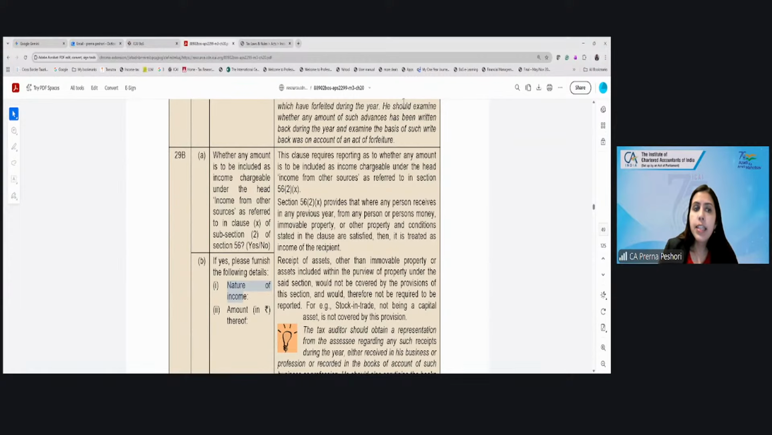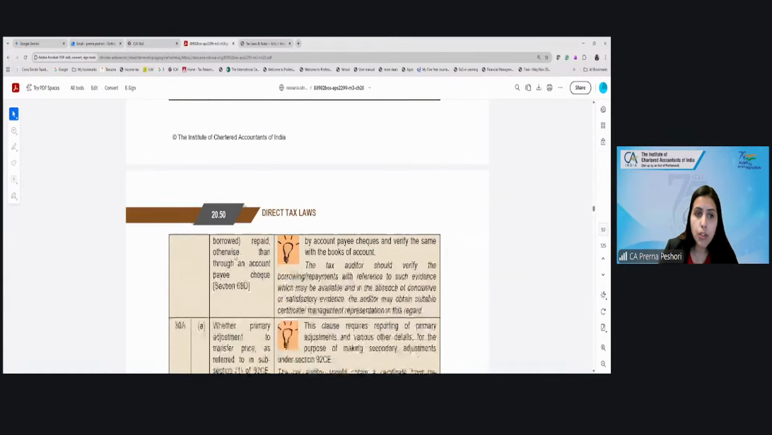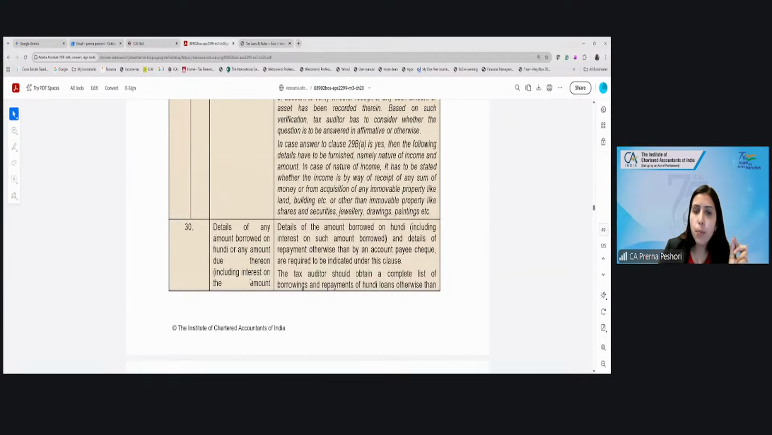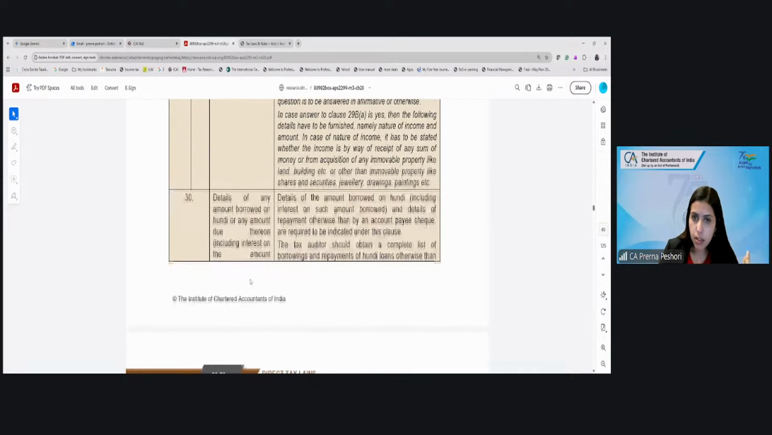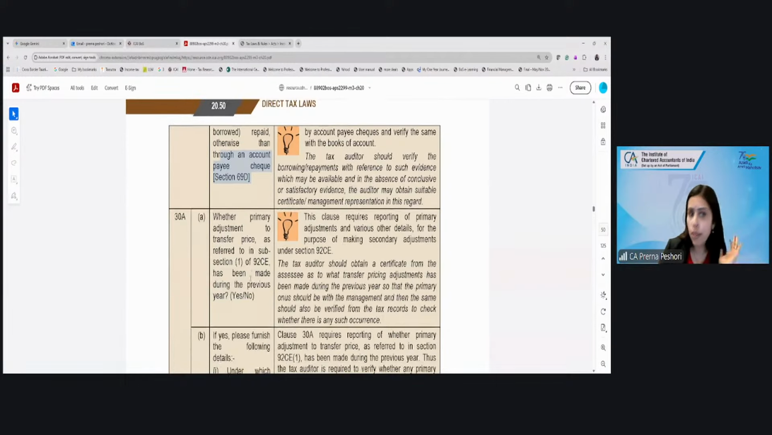Clear? Then next is clause 30, which is talking about details of any amount borrowed on hundi or any amount due thereon, including the interest on the amount borrowed, repaid otherwise than through an account payee cheque. Right? So here you have to report the amount borrowed on hundi and the details of the repayment. So here you should verify the borrowings or the repayments and should report it over here. Very simple.